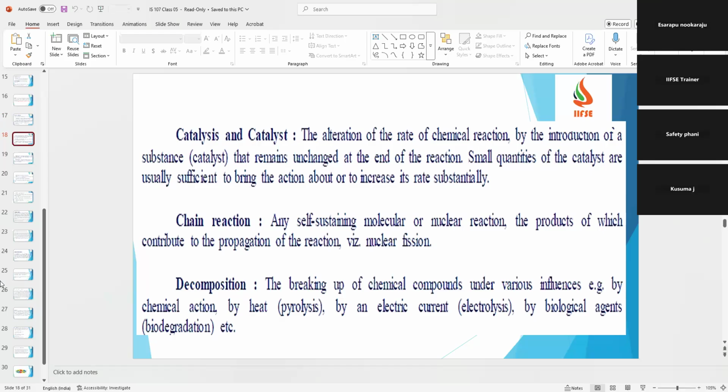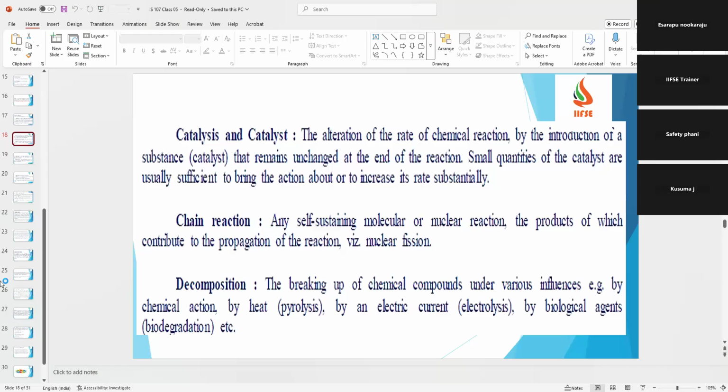Then chain reaction: any self-sustaining molecular or nuclear reaction, the products of which contribute to the propagation of the reaction. An example will be nuclear reactions, nuclear fission. There it is a continuous reaction: it explodes, then the fragments divide again, and again the divided particles explode. There is no break in that reaction.